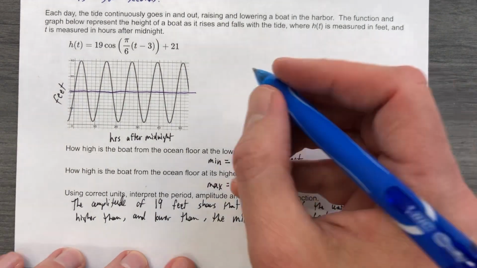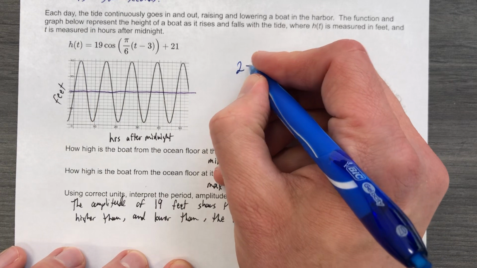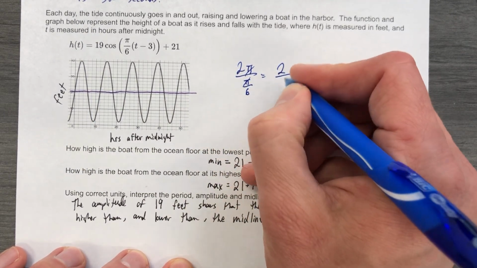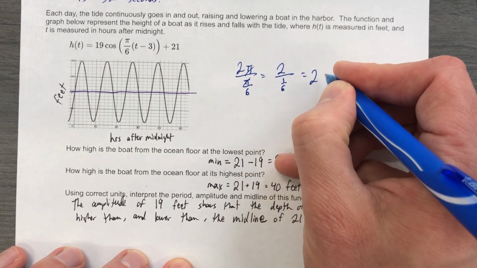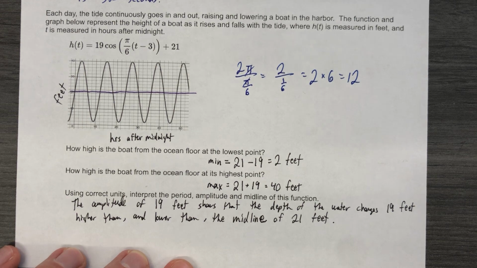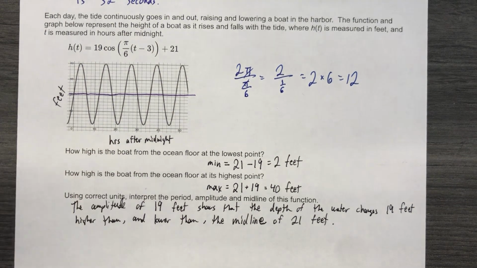Okay. The period is, well, what you put at the end of a sentence. I'm sorry, that was dumb. The period is 2 pi over pi over 6. We'll cancel the pi's. That leaves me with 2 over 1/6. That's 2 divided by 1/6, which is 2 times 6, which is 12. 12 what? Hours. After midnight, I guess.